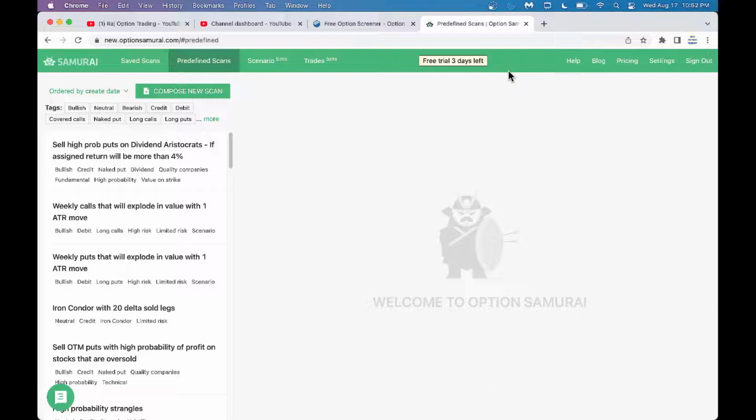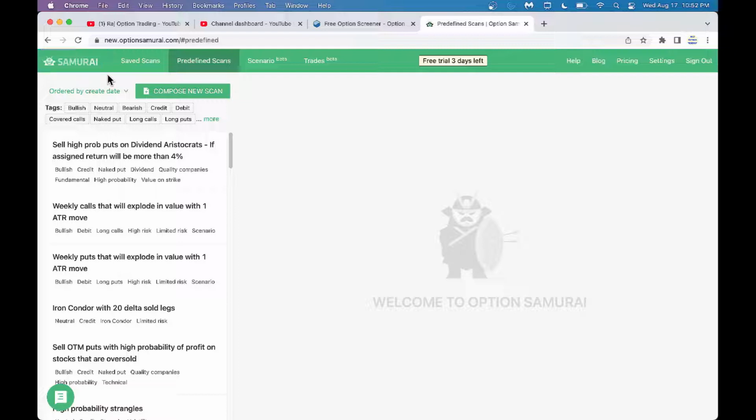In today's segment, we'll take a look at OptionSamurai. Many of you wanted to know what's the best tool to scan option trading ideas. So here is one, which is OptionSamurai. We'll take a look at OptionSamurai and see how to buy and sell and trade options using it.